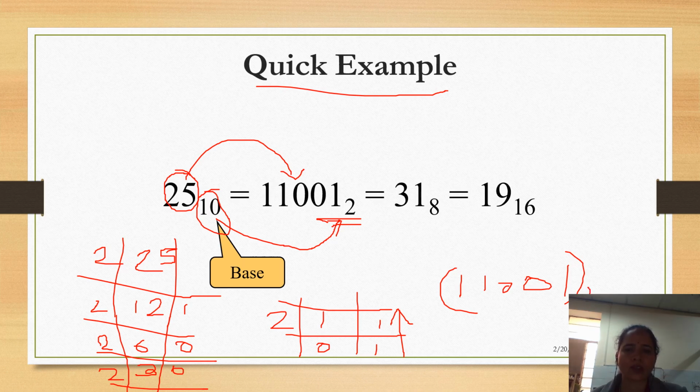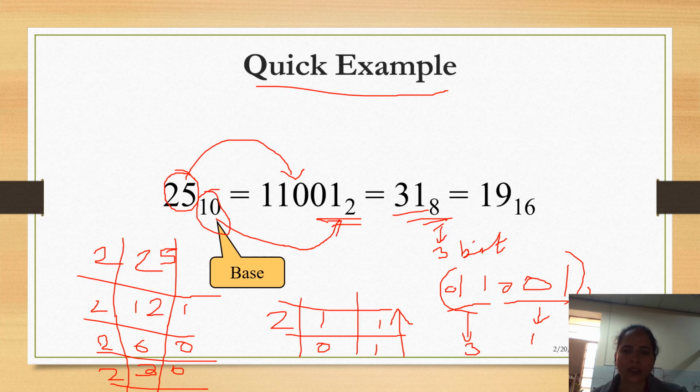If we want to convert it into base 8, we take the octal representation. In octal representation, each digit is represented by 3 bits. So we take 3 bits. This 3-bit combination 001 represents 1, and for the remaining 11, we assume a leading 0, so 011. What does 011 represent? 3. So the number in octal representation is 31.